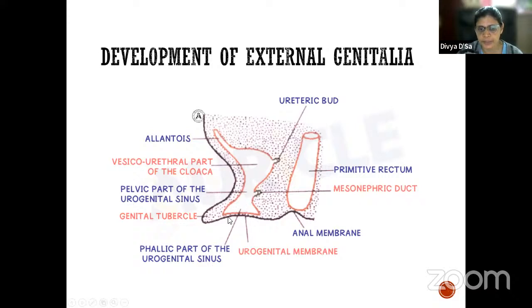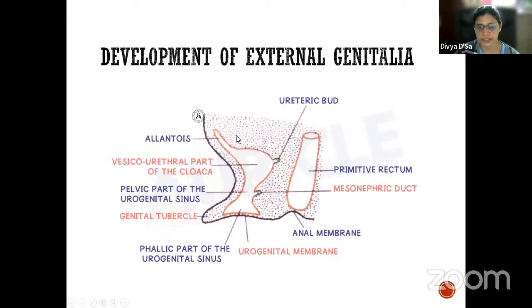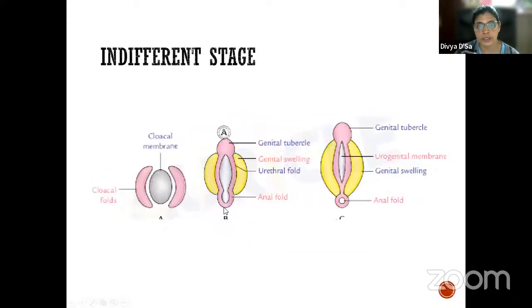Now here this membrane is the urogenital membrane, in relation to the urogenital sinus, the definitive urogenital sinus. This side is the anal membrane. So the cloacal membrane is divided into these two parts. Okay, so this is the initial stage. Now, this is the section we are seeing. Now if you see from below, it looks like this. This is the cloacal membrane.